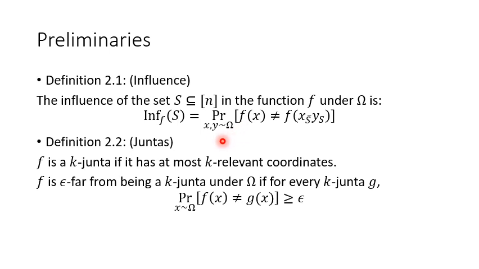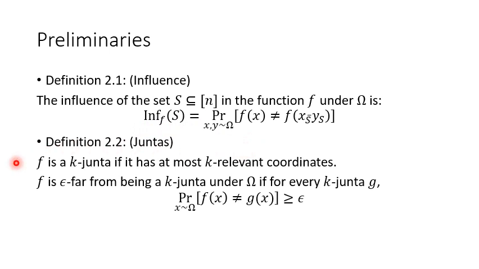And if for some set of coordinates S we have an influence that is bigger than 0, we will say that S is relevant for f. F is dependent on the coordinates in S. And now we can define juntas. F is a k-junta if it has at most k relevant coordinates, where here coordinate is just a singleton, a set of size 1 with a single coordinate, and then we can use the definition of relevant with influence bigger than 0.